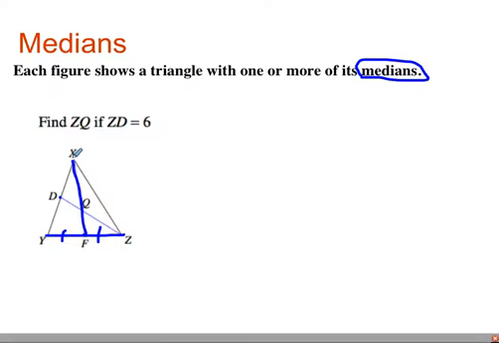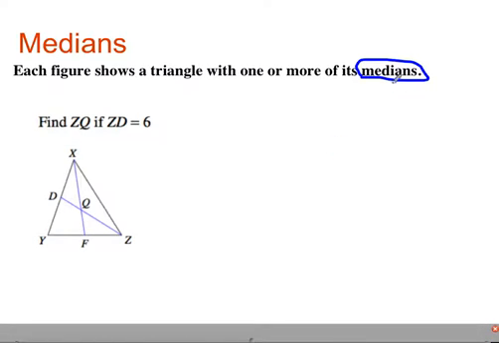Here, D is in the middle of XY. That's why we know that this is a median. The problem will tell you this is a median, and what it does is make the side into two equal parts. For example, if this part is 4, this part would be 4. If DY is 3, XD would be 3. This is kids play right here.